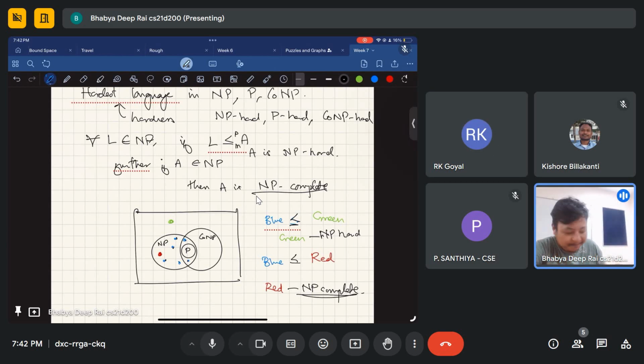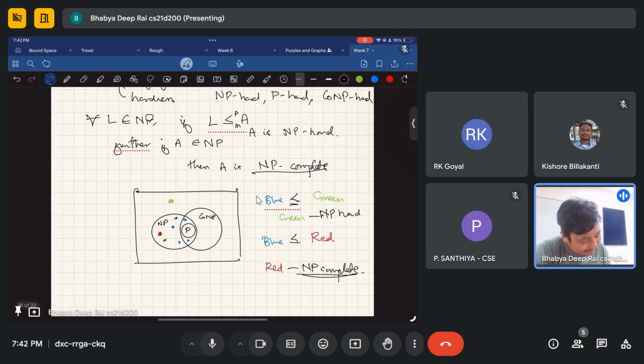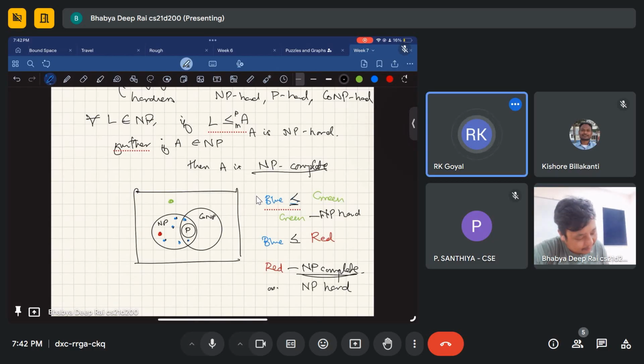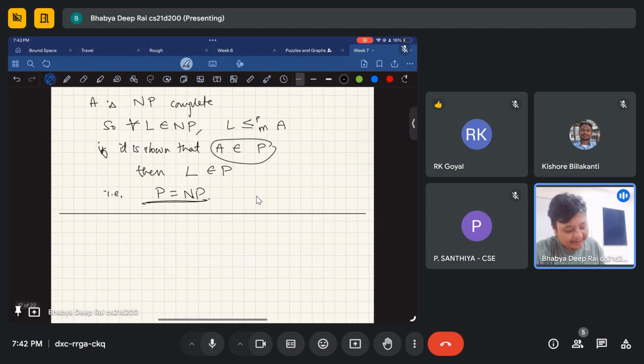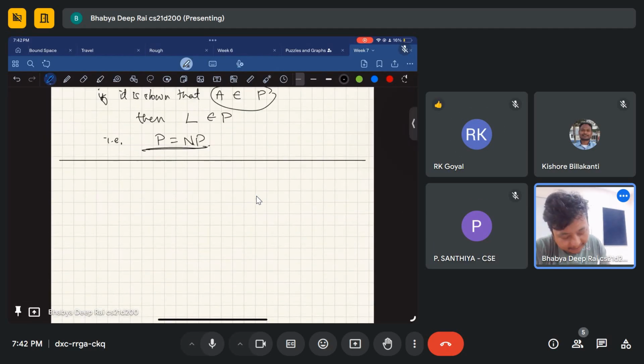So red is NP complete as well as NP hard. Yes, that will make more sense. That is a good thing that you clarified. Actually, that is important.